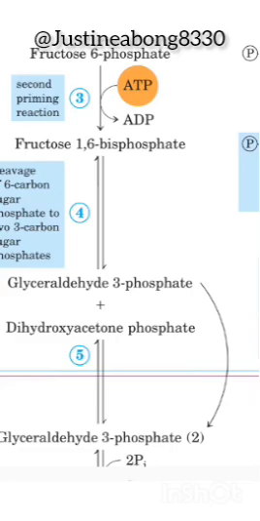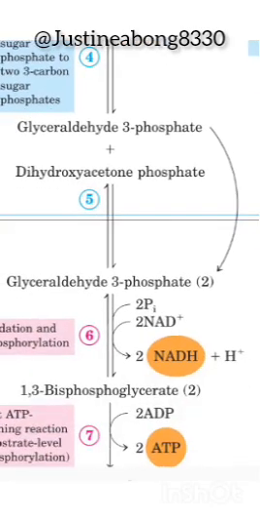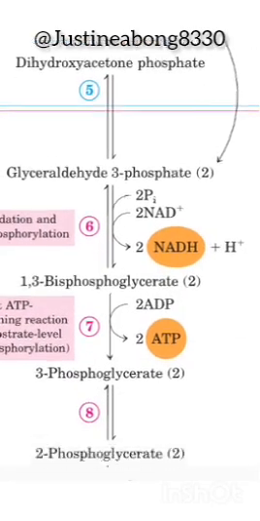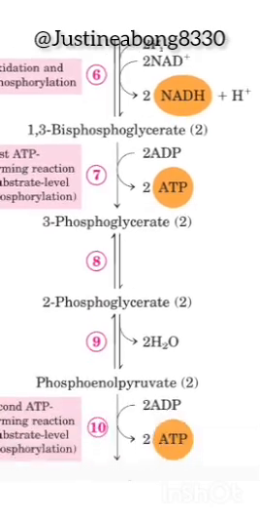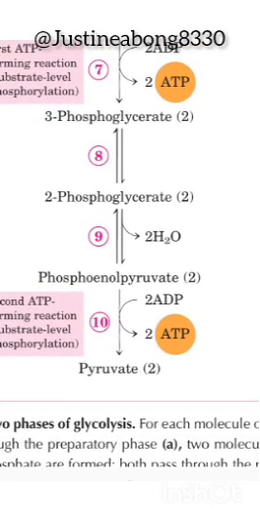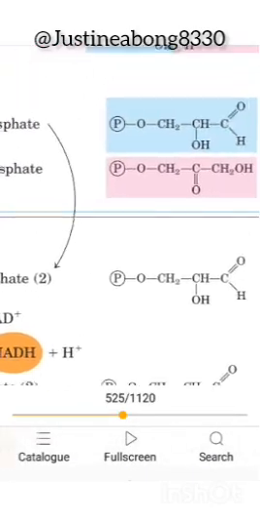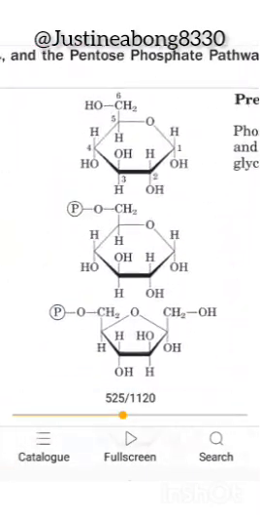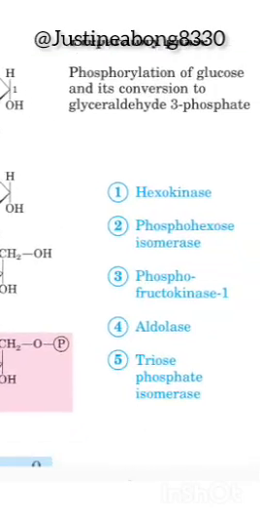phosphate and glyceraldehyde 3-phosphate, to 1,3-bisphosphoglycerate, to 3-phosphoglycerate, to 2-phosphoglycerate, to phosphoenolpyruvate, and to pyruvate, which is the end product. Let's look at it. These are the enzymes involved.